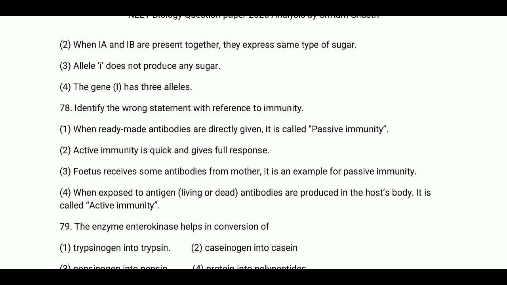When ready-made antibodies are directly given, it is called passive immunity. Active immunity is quick and gives full response. Fetus receives some antibodies from mother, which is an example of passive immunity. When exposed to antigen, living or dead, antibodies are produced in the host body. It is called active immunity. Here also you have to identify the wrong one, and the wrong one is: active immunity is quick and gives full response. Active immunity is not quick and does not give full response.